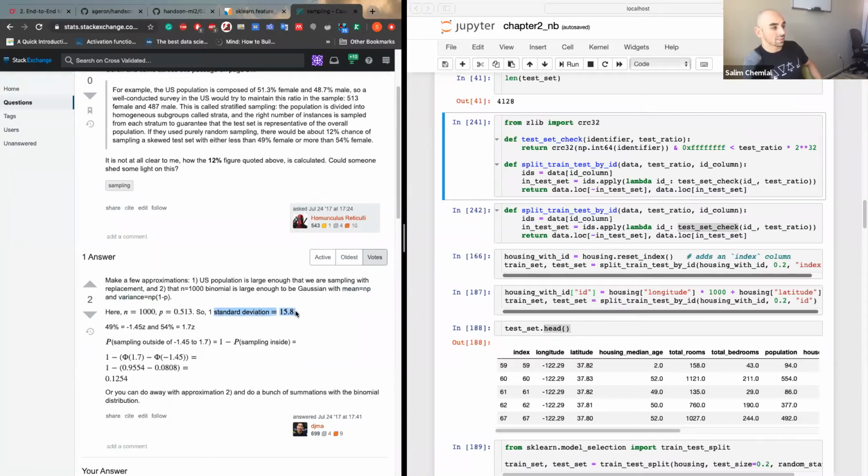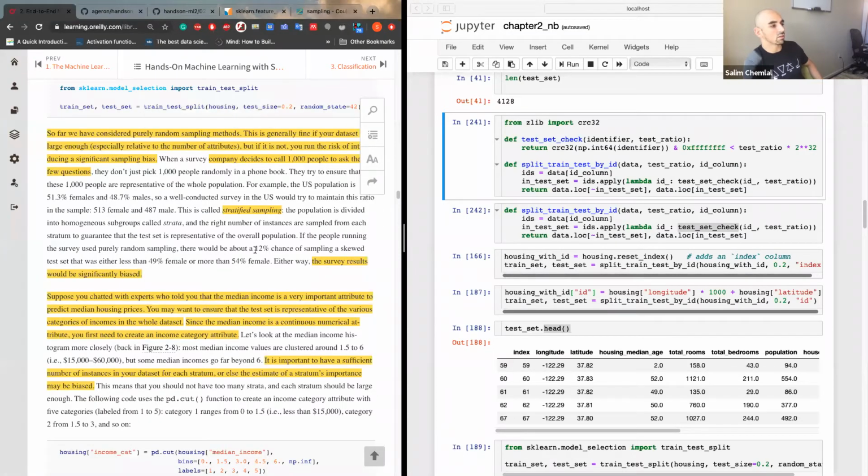From the standard deviation, you can get the z-scores. So we're looking for z-scores. Again, what I'm covering here is where the 12% of sampling came from, if we do it randomly.